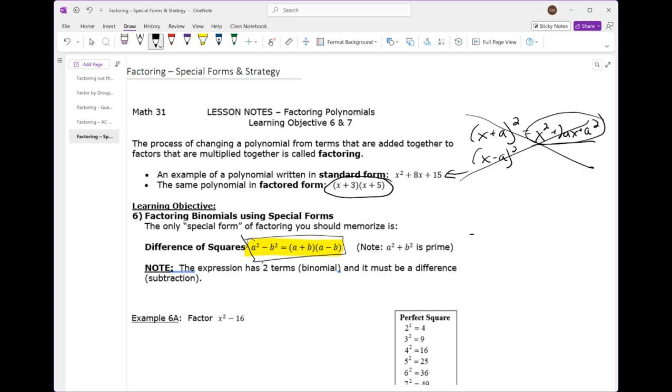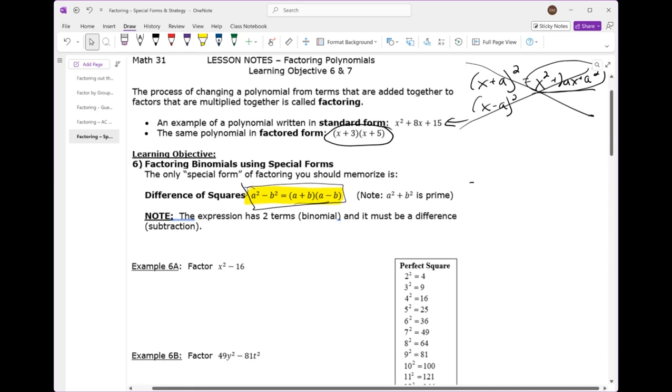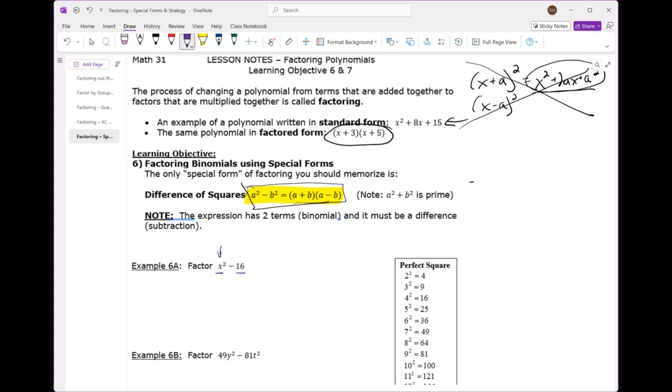So in terms of this one, this means that if we have anything squared minus anything squared, the form is going to look like this. So an example is if we have x squared minus 16. If you'll notice, this is x squared and this is 4 squared. So what that's going to factor into is x plus 4 and x minus 4. It doesn't matter which order you write that in.